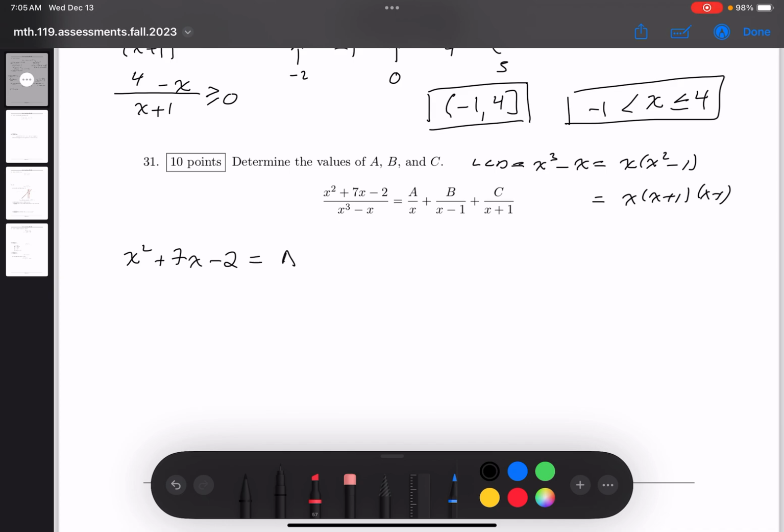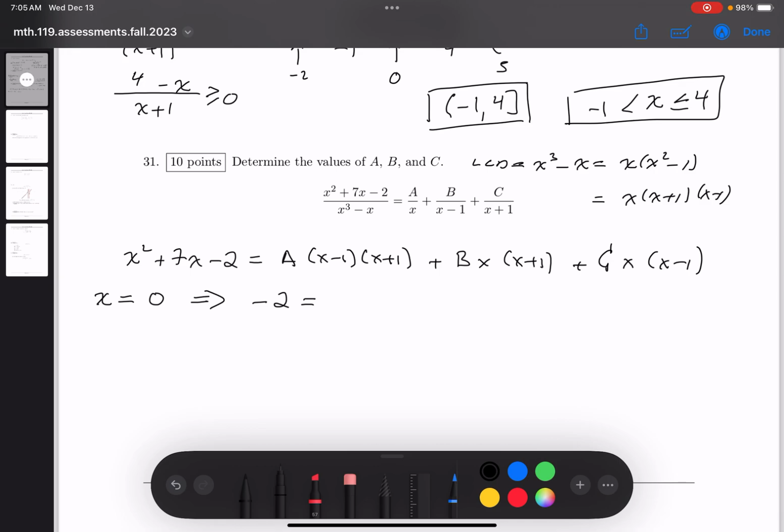You get A times (x - 1)(x + 1), plus B times (x + 1), plus C times (x - 1). The first number I would choose to make it easy for me is x equals 0. And what would you get? You get minus 2. And if I chose 0, the B and C disappear, but then I'm left with the A.